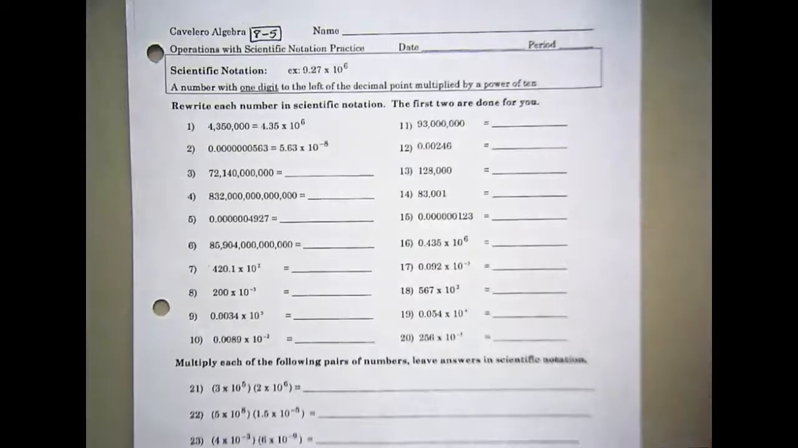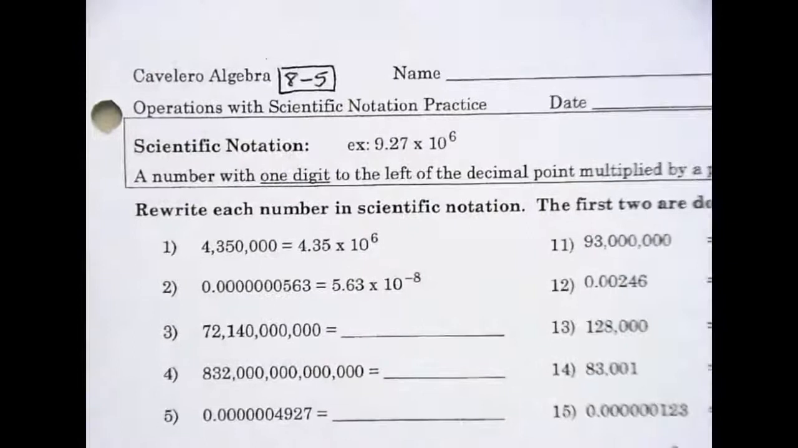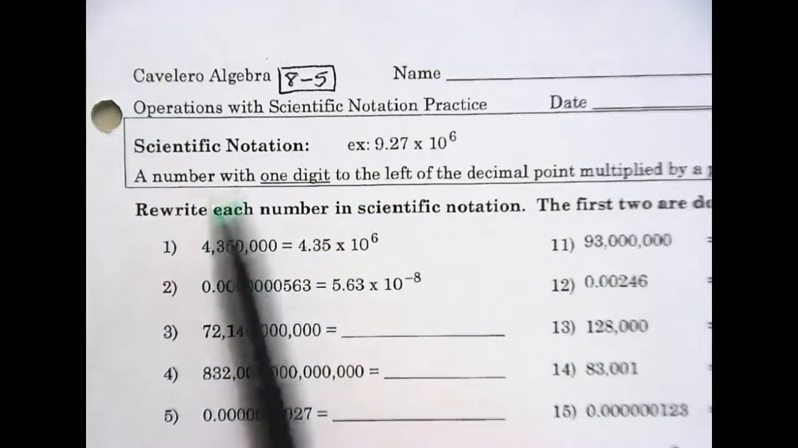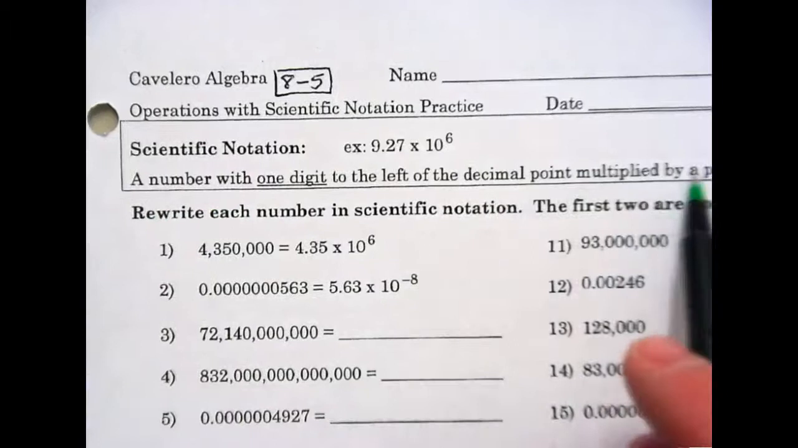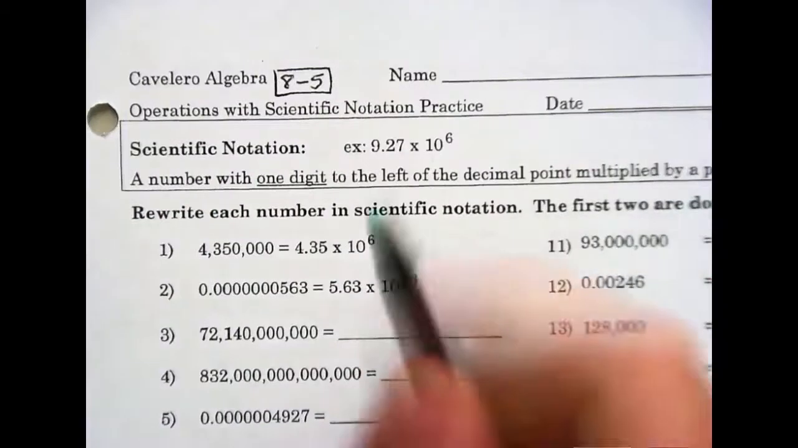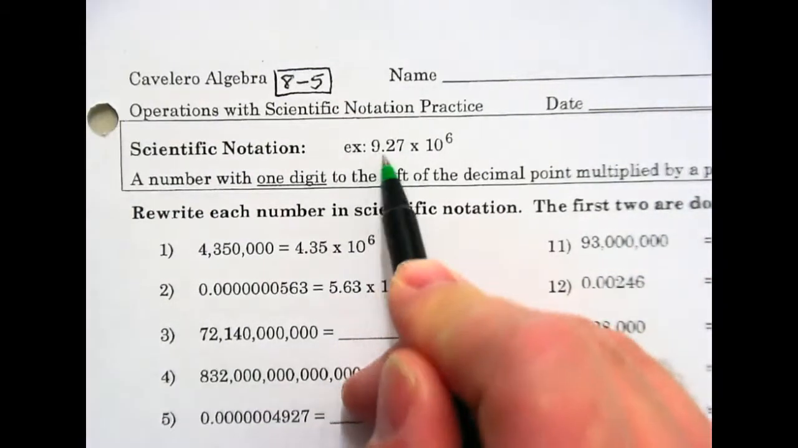Are you ready for it? Okay, remember scientific notation, we're dealing with that. This says section 8.5, and that's from our normal book, because this book really doesn't cover it in a complete section. So a number with one digit to the left of the decimal point multiplied by a power of 10, that's scientific notation. So when we look at this, I have 9.27.